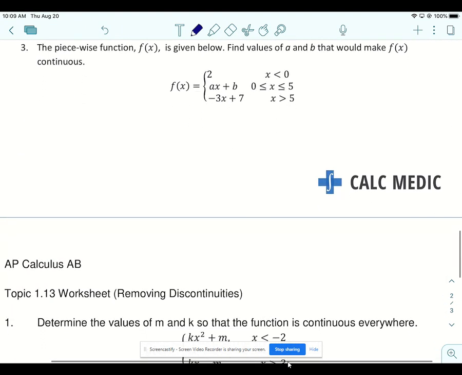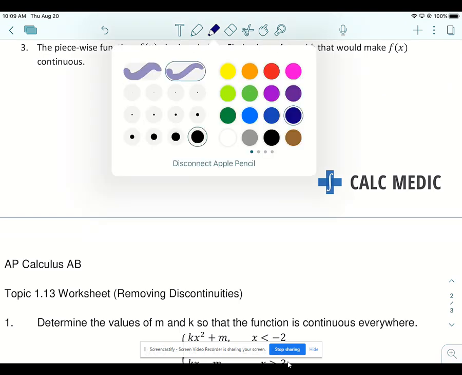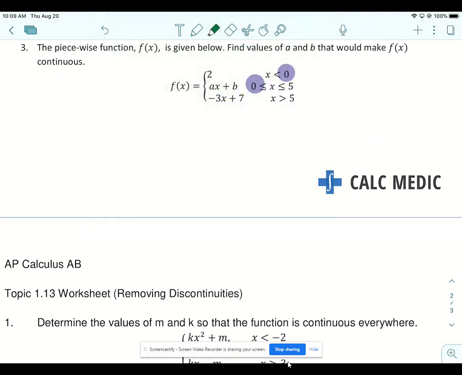All right, and then for example 3, the piecewise function f of x is given below. Find the values of a and b that make f of x continuous. Okay, so let's just start with 0. So there's 3 pieces here. We have a piece ending and starting at 0, and then a piece ending and starting at 5. So we're going to start with working with the 0.